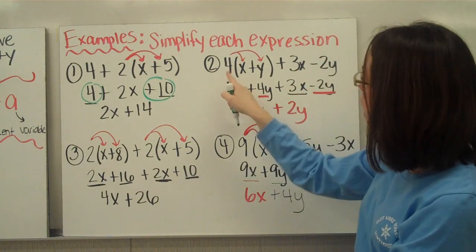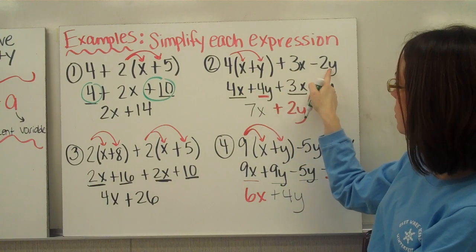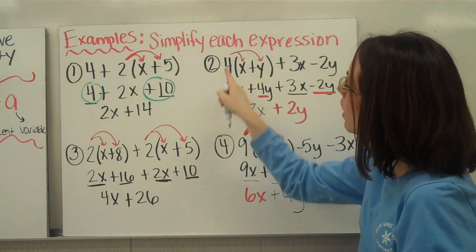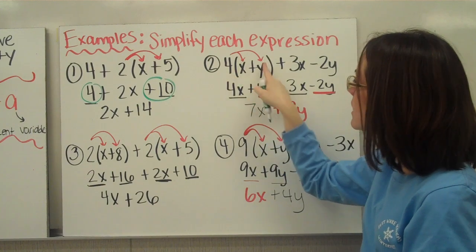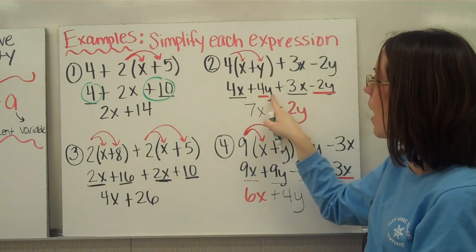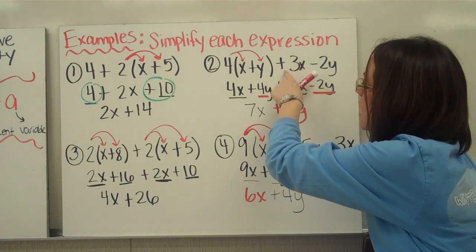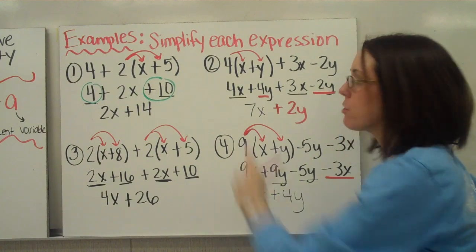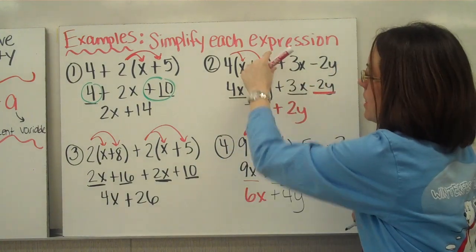Number 2, 4 times the quantity x plus y, plus 3x minus 2y. Again, we have the distributive property. We're going to distribute that 4. 4 times x is 4x. 4 times y is 4y. Bring down your addition sign. You also bring down the 3x and the minus 2y. Why do we not distribute the 4 to those? Because they are not inside the parentheses.